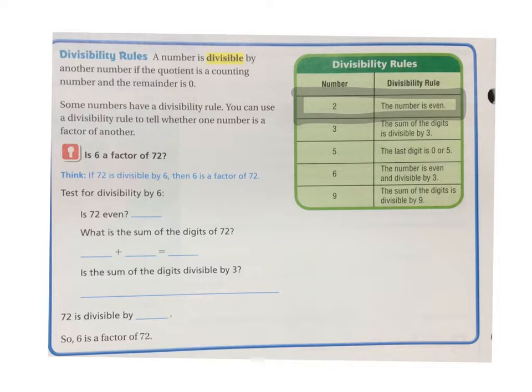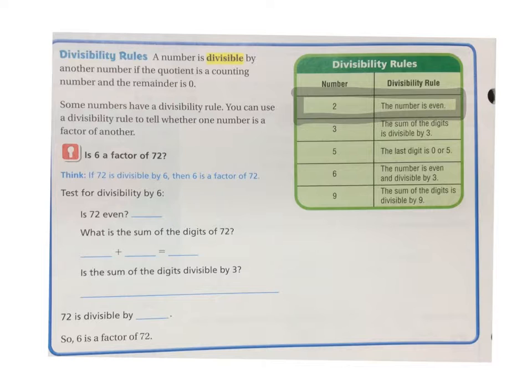Is 14 an even number? That means it's divisible by 2. That means 2 is a factor of that number. 2 is a factor of 14. Does that make sense? Is 26 an even number? Yes. That means it's divisible by 2. So what number must be a factor of 26? 2. Good.